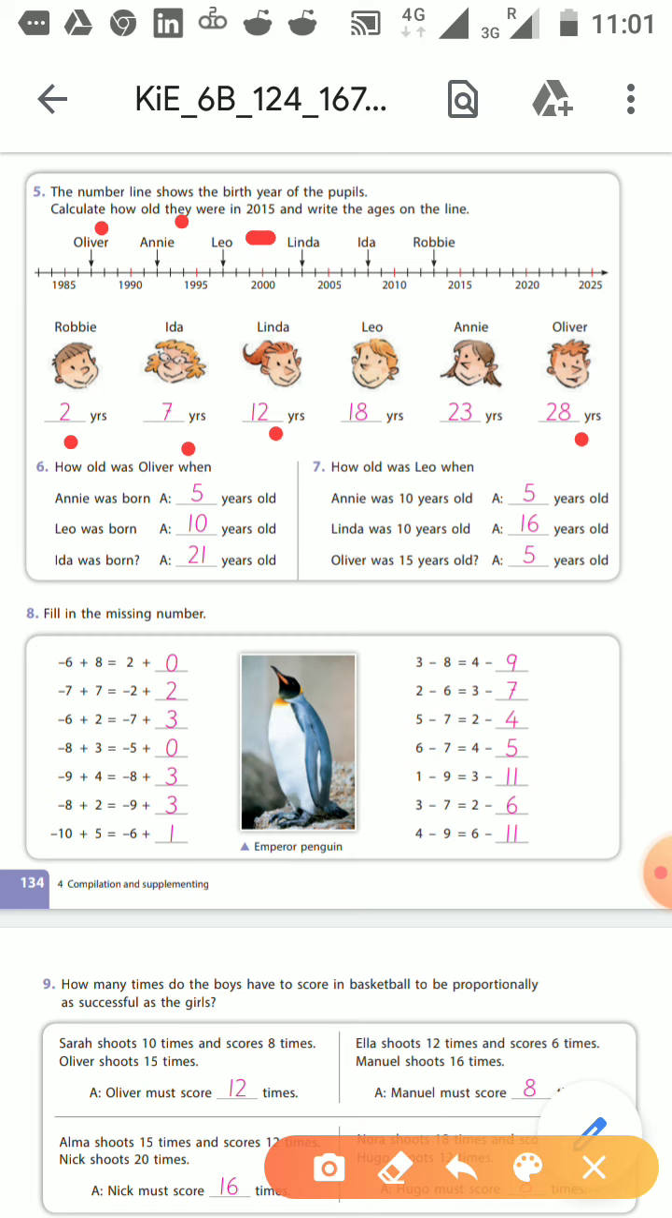And then how old was Oliver when Annie was born, okay? So you've got there the answers for each of those. How old was Leo when Annie was born? Again, it's working out the difference between the years.